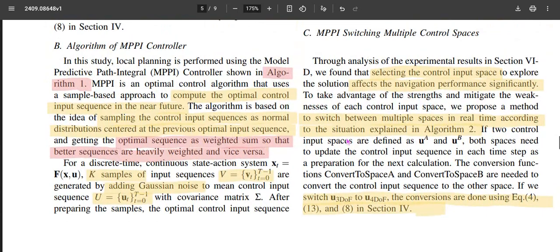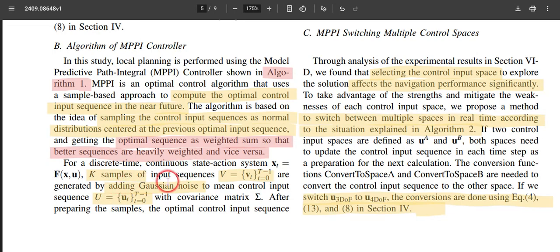MPPI algorithm one is first to compute the optimal control, as mentioned earlier, in either 3 degrees of freedom or 4 degrees of freedom. First, it involves a sampling process using a normal distribution centered around the previous optimal input sequence. The sampled trajectories will be weighted so that the better sequences are heavily weighted. If 20 trajectories are sampled, then each trajectory will have its own weight factor based upon certain criteria, and then the weighted average will give the optimal sequence, which will be given to us as the controller input.